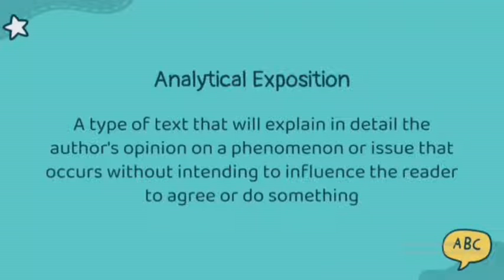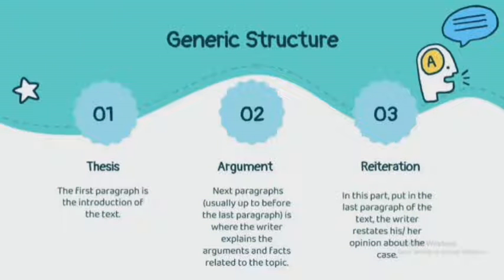Analytical exposition is a type of text that explains in detail the author's opinion on a phenomenon or issue that occurs, without intending to influence the reader to agree or do something. Structure. Thesis: the first paragraph in the introduction of the text. Argument: the next paragraphs, usually up to before the last paragraph, in which the arguments and facts refer to the topic.